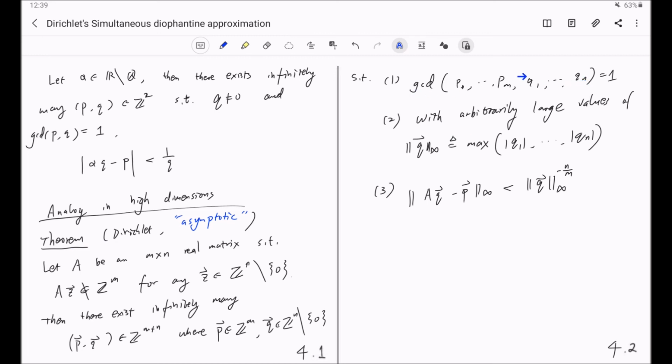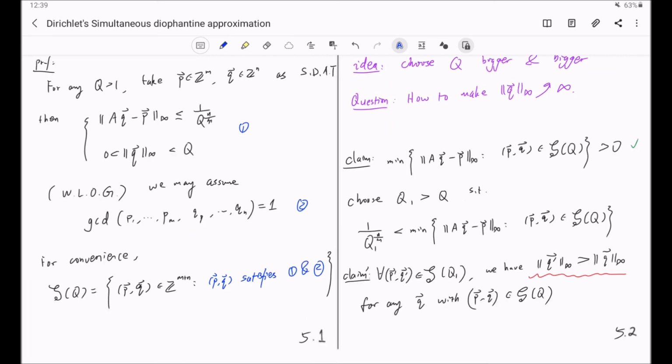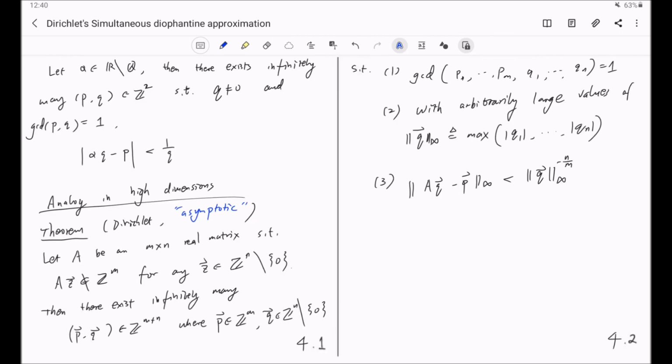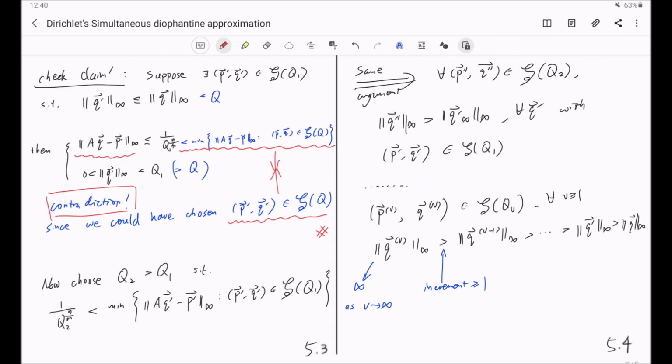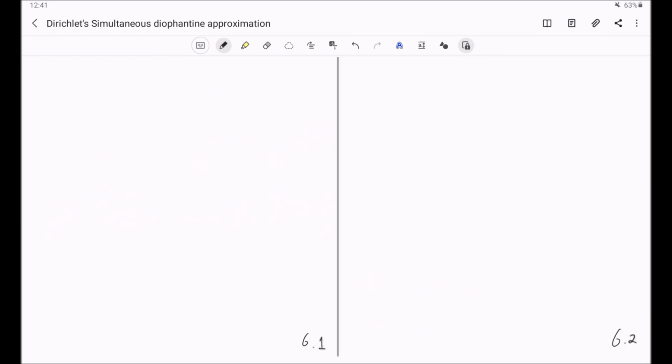The first requirement is automatically fulfilled because of our construction of S of Q. In our construction, we already required that the GCD of those components is equal to 1. So now it remains to see why the third statement holds. The third statement holds simply because of our definition of S of QB.